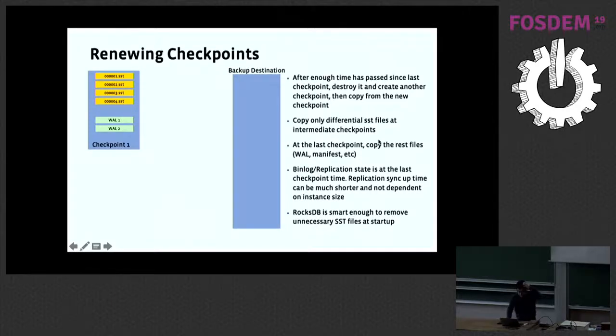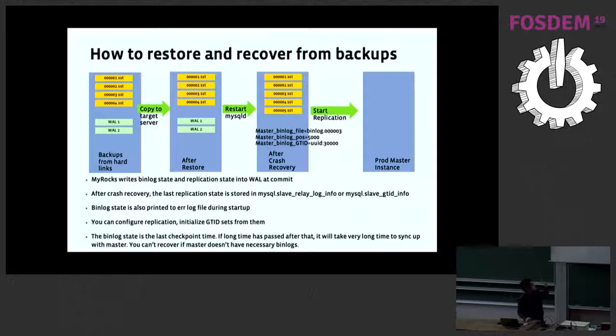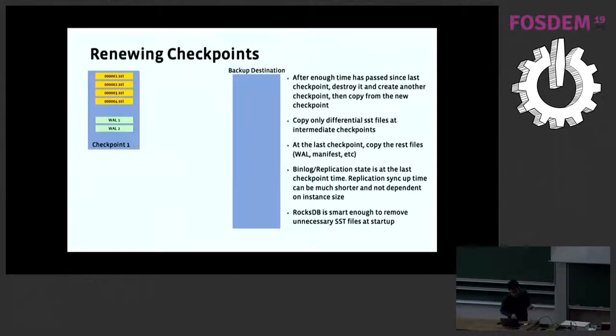But the problem with this approach is that the replication starting point is the time of creating the copy. For example, if there is a 1 terabyte instance and it takes 10 hours to copy it, then replication will start from 10 hours ago. This means if the master doesn't retain 10 hours of binary logs, replication cannot be started, because the necessary binary logs no longer exist. So we added a feature called renewing checkpoints. By refreshing a checkpoint at intervals, like 20 minutes or so, the data can be relatively newer.